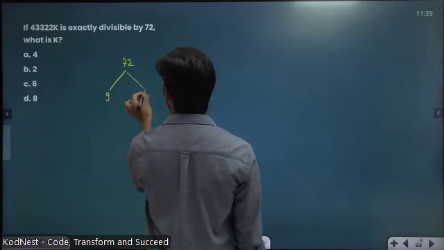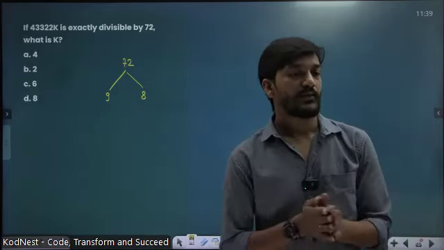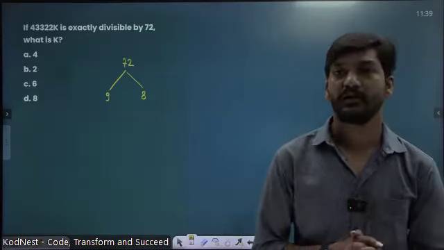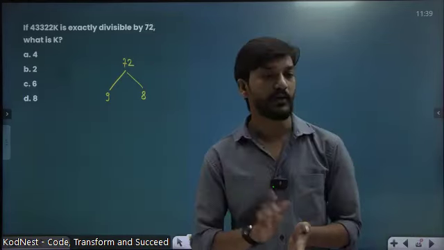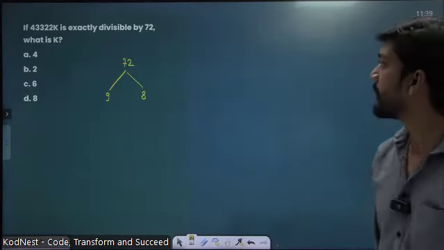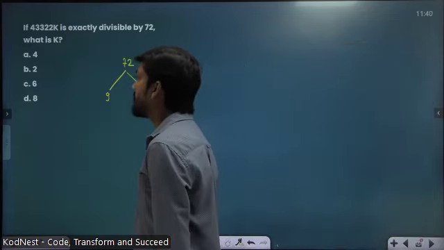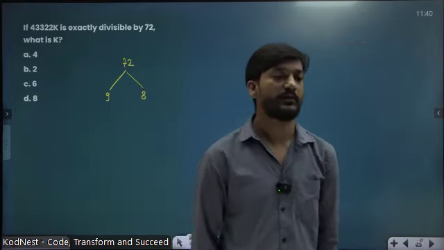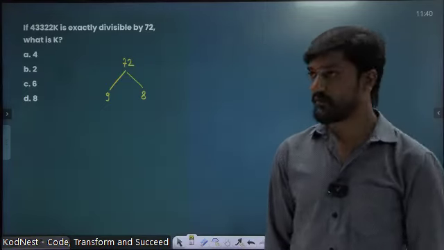First, always take 9, always, as compared to 8. So take 9 first. What k value will it give you if you take 9 only? 4 plus 3, 7, 3, 10, 14. 14 plus k. So what? 4. Okay, carefully answer. Do I need to check for 8 now?